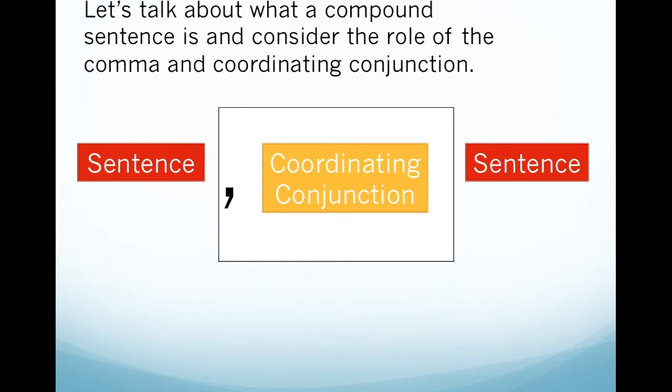So as you can see in this model, we have the model starting out with a sentence in red. This is a complete thought. And it ends with a complete thought. Now in the middle, we have a comma and a coordinating conjunction boxed together. This is connecting the two parts of the sentences.